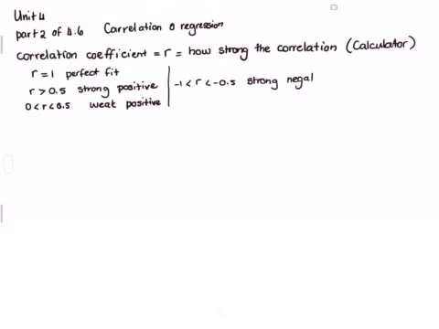And that just means that as your x value increases, your y value decreases. And if it is between -0.5 and 0, it's a weak negative. If it's round about on the 0.5, you would say moderate, something like that.